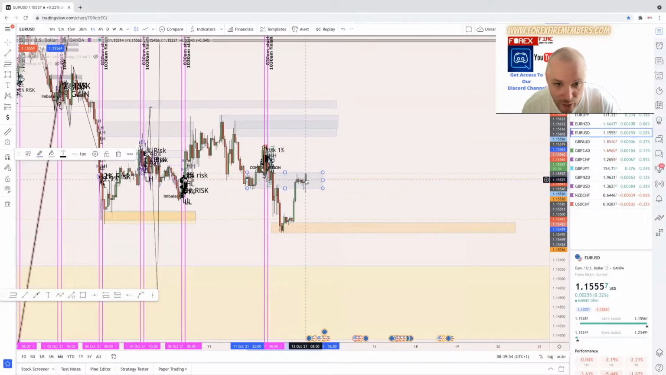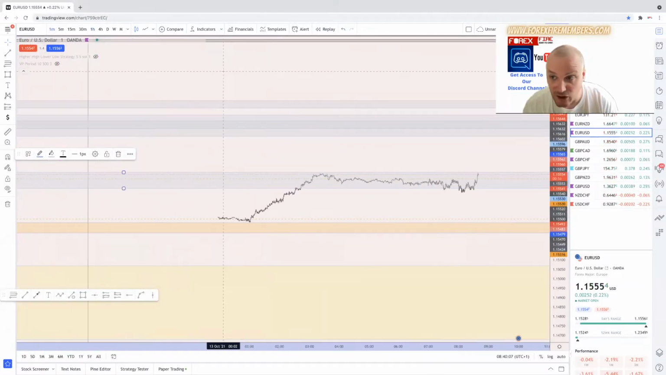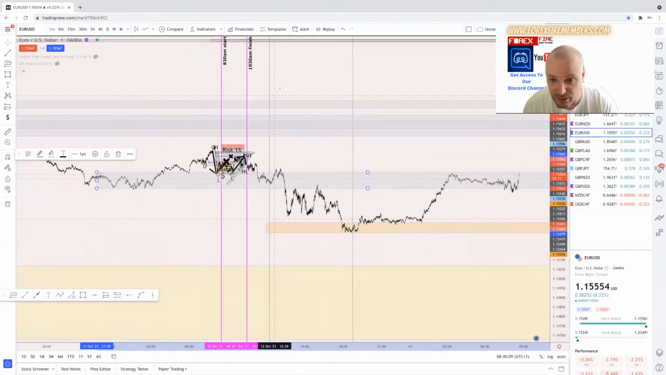So I do hope this is going to push, break, touch on here, and then go to the higher areas. That's my thoughts for today on the Euro USD. But we go down to the 1 minute and see if we can get any. That's a longer term trade that I've taken, by the way, as well.